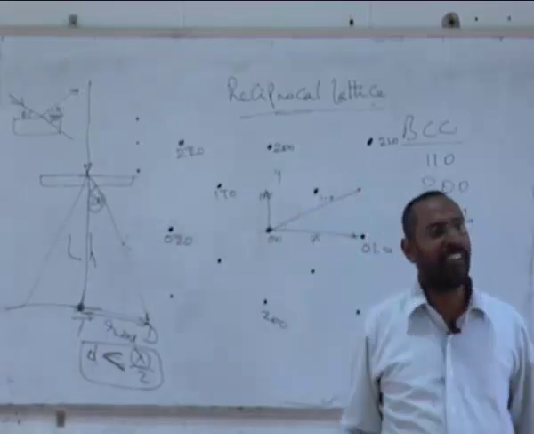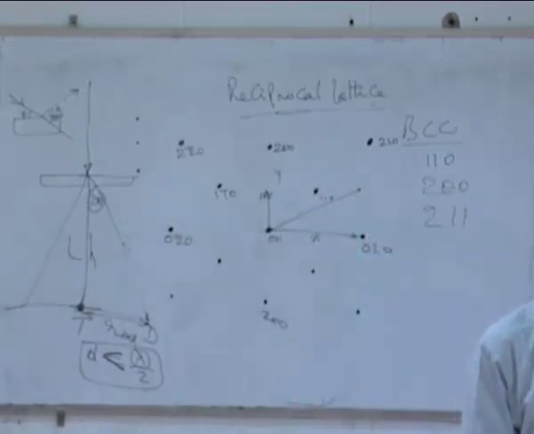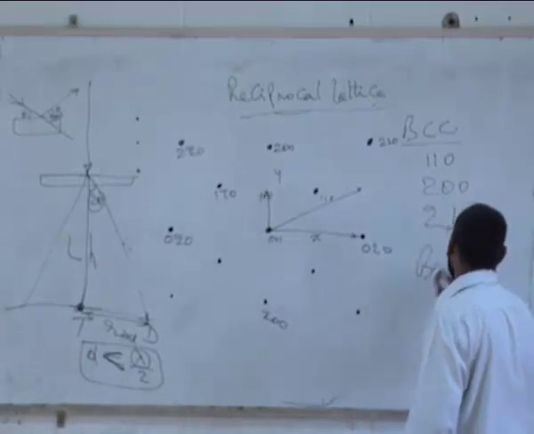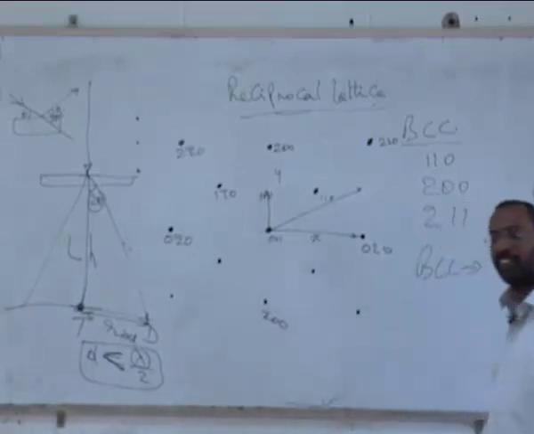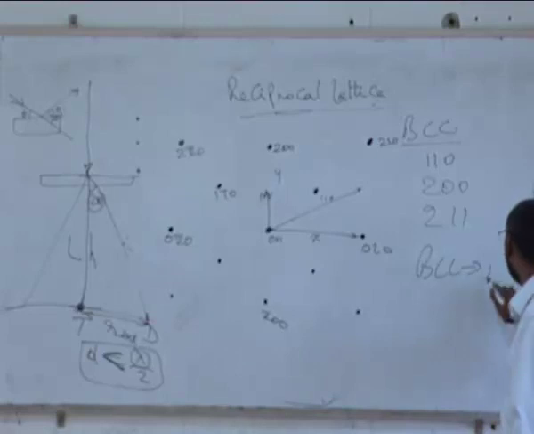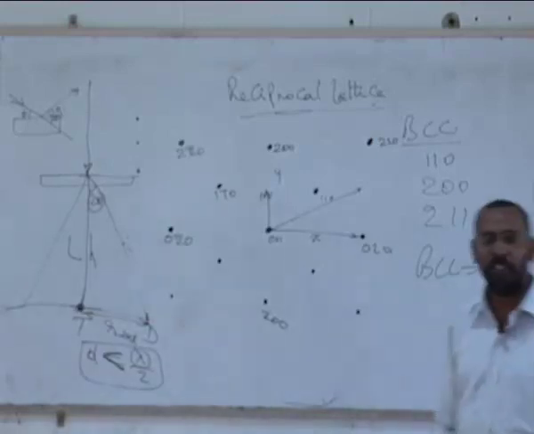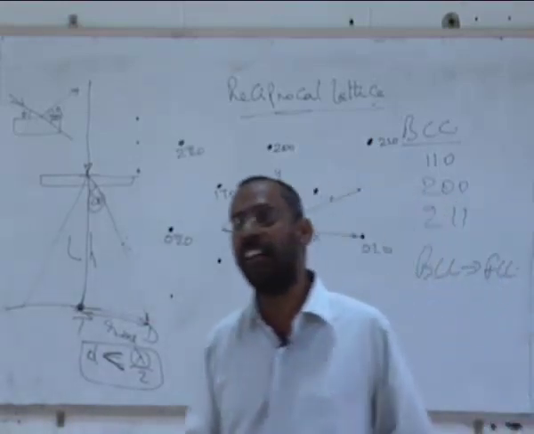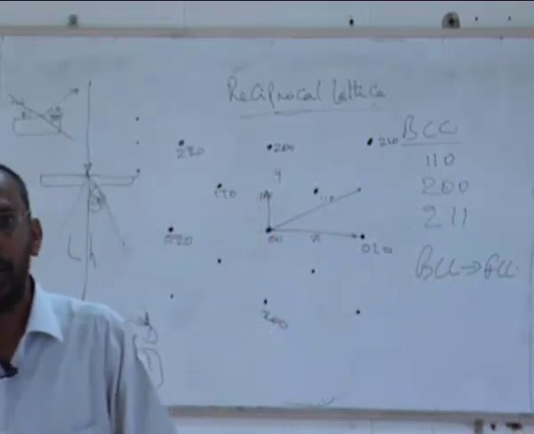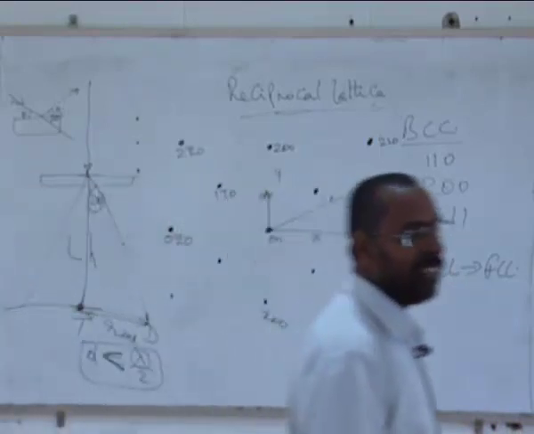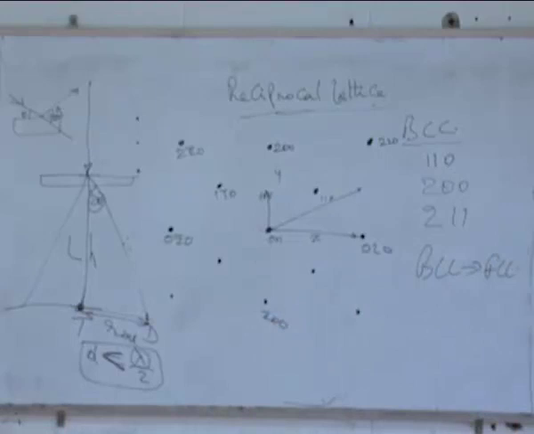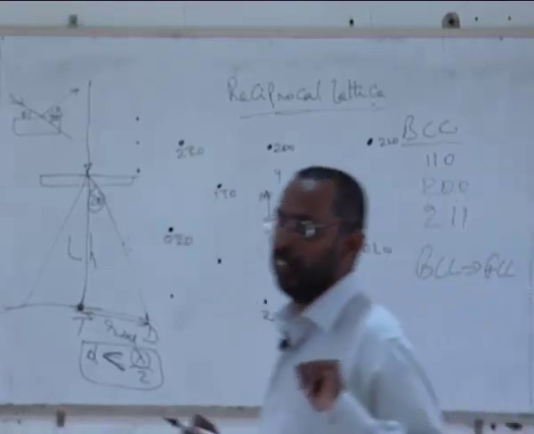If I do this in 3D, unfortunately, it will be a little difficult for me to draw, but one can visualize that. What I am trying to say is that a real unit cell which is a BCC unit cell, if seen in a reciprocal lattice, will be an FCC unit cell. So the reciprocal lattice of a BCC lattice is FCC. Similarly, you can prove very easily that the reciprocal lattice of an FCC lattice is BCC. If the real lattice is FCC, then the reciprocal lattice will be BCC.